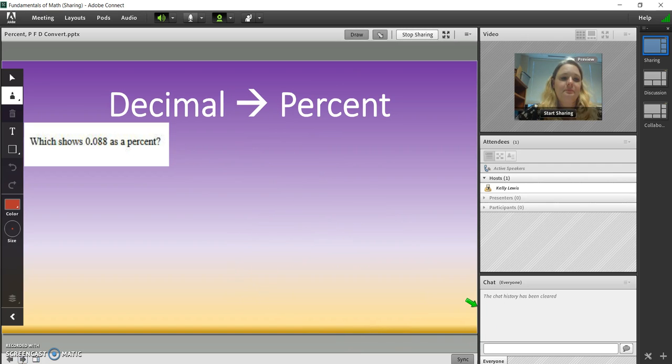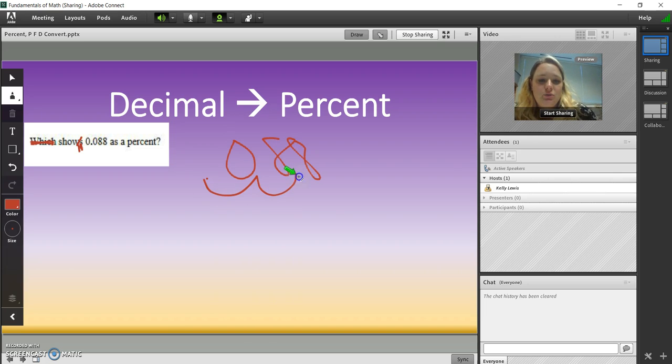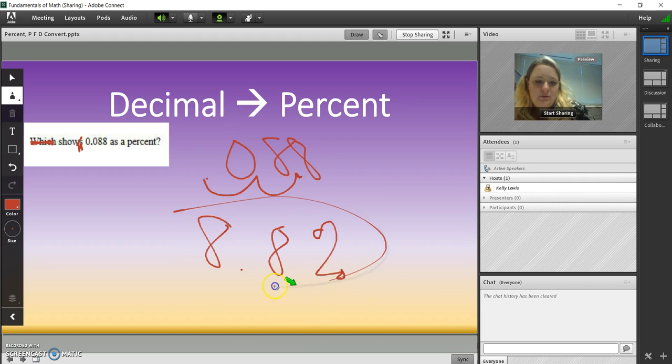All right, let's do the next one. Show 0.088 as a percent. So when you have a decimal and you want to go to percent, the decimal is always smaller and the percent is bigger. So we're going to move it twice. 1, 2. So it'll be 8.8%.